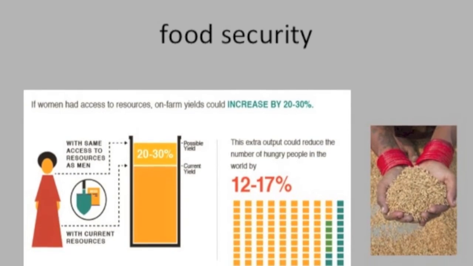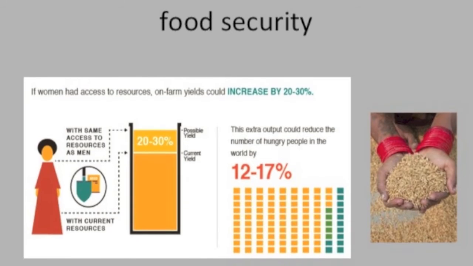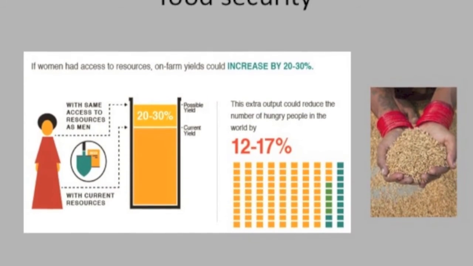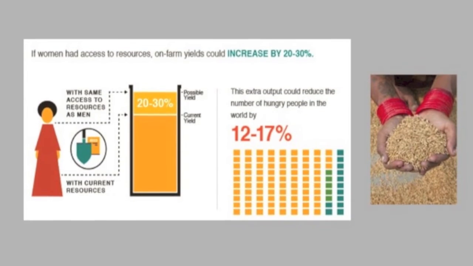If women had access to more resources, on-farm yields would increase, and they say that it could reduce the number of hungry people in the world by actually 12 to 17%. Also, extension programs are traditionally targeting men, and so women aren't getting the extension services or resources they need, not to mention they don't have the land rights. The men hold all the land rights.